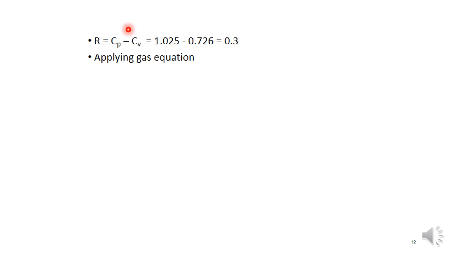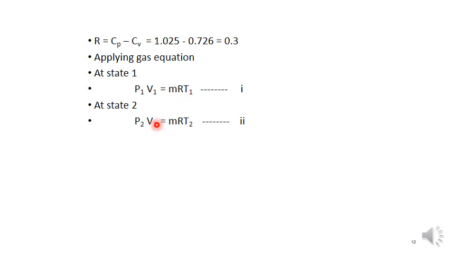Next, applying the gas equation at state 1: P1 V1 is equal to mRT1. They asked to calculate the mass. At state 2, P2 V2 is equal to mRT2. So from equations 1 and 2 we can write P1 V1 minus P2 V2, because we don't know T1 and T2 directly, is equal to mR (T1 minus T2).